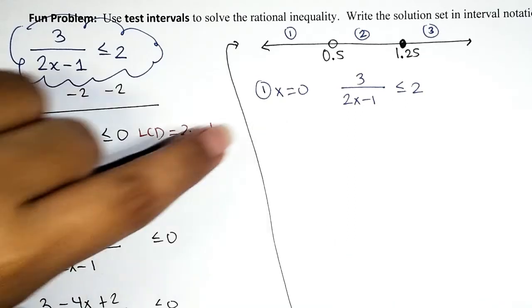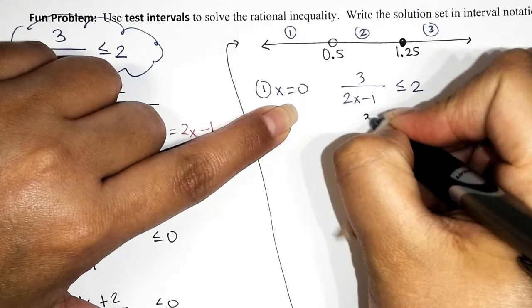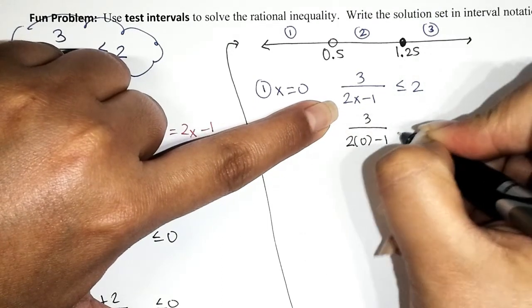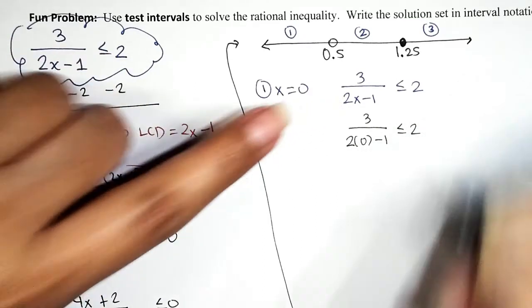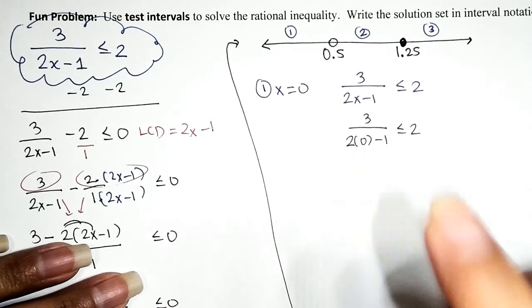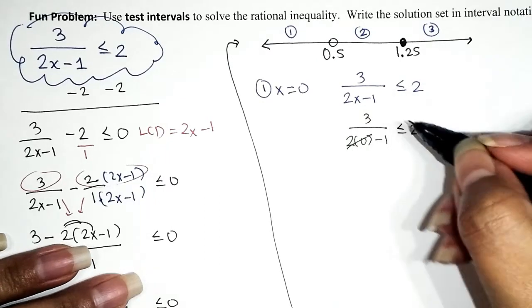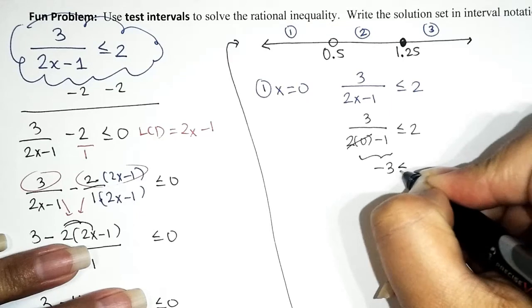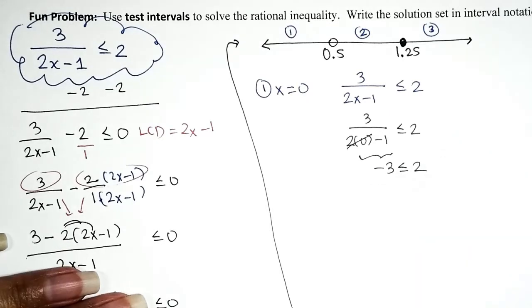So we have x equals 0, so we have 3 over 2 times x, in this case, 0, minus 1. I need to know, is that really less than or equal to 2? The product of 2 and 0 is 0, and the quotient of 3 and negative 1 is negative 3. So the question I'm going to ask myself is: is negative 3 less than or equal to 2? And the answer is yes.